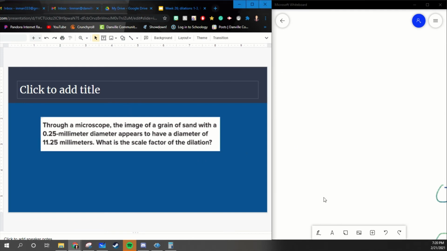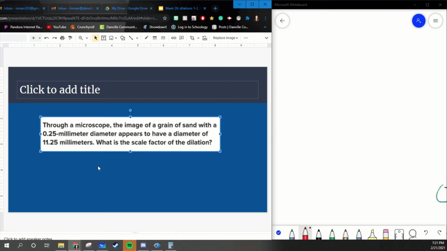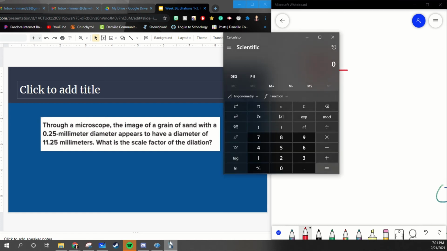So how you can find scale factor is actually through ratio. And you've actually done this before in 7th grade, but this is just a new way of looking at it. So what you're going to do here is take the image distance. So here our pre-image is that 0.25. And we're going to take that 11.25, or that image distance, or if this was a point, it would be the prime distance. It's after our dilation. And we're going to divide it by our pre-image distance, which in this case is 0.25.